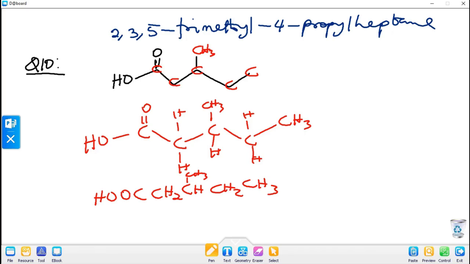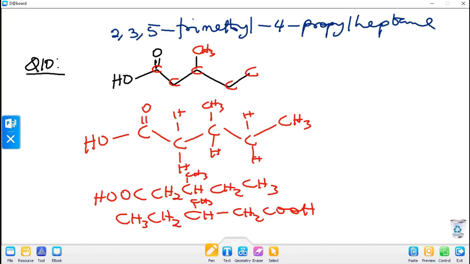You see, if you wish, you may turn it around. CH3, CH2, CH with CH3 above, and then CH2, and lastly CH, COOH. So this is the compound. It's as simple as that. So we have just brought it out.